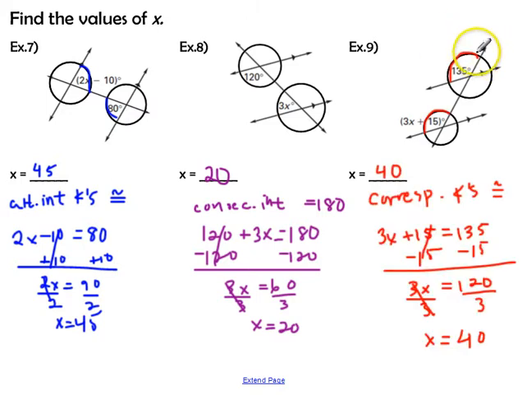So hopefully you recognize that the angle marked 135 and 3x plus 15 are both in the top left side of the circle. So they're corresponding angles. And remember, corresponding angles are congruent, and that means the same. So 3x plus 15 is the same as 135. So they're equal to each other. Then subtract the 15 from both sides, divide both sides by 3, and you should get an answer of x equals 40.